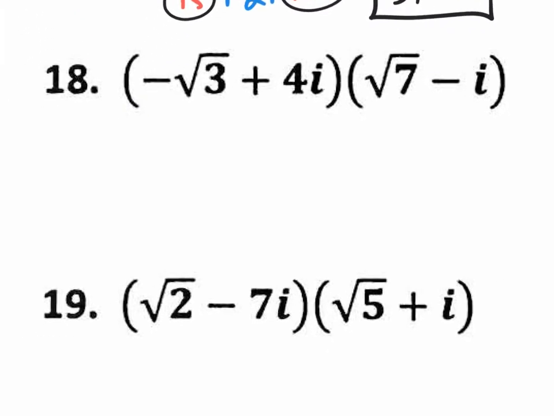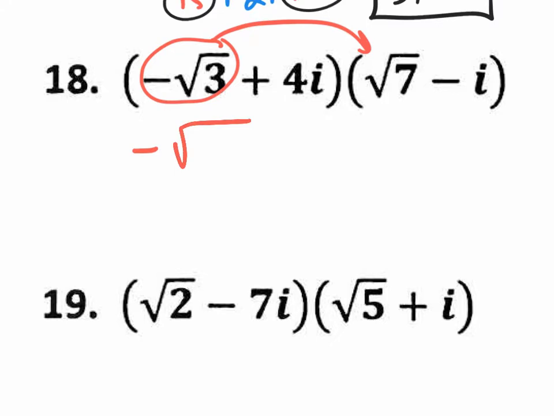18 and 19, these are very interesting problems because they have square roots and imaginary values. These are the type of questions you're going to have on the final itself. Let's distribute, same deal, distribute a negative times a positive will be a negative. And when you have the square root of 3 times the square root of 7, you could actually multiply those together and put them underneath one square root, the square root of 21.